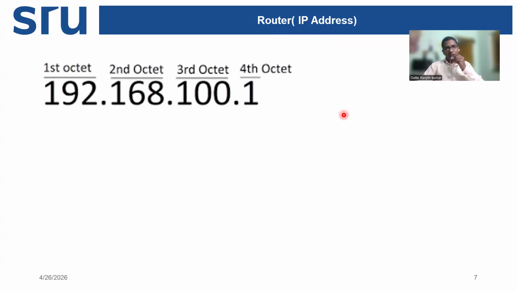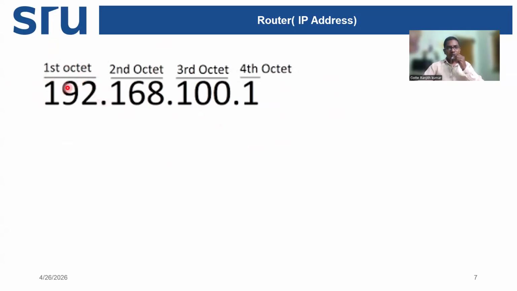IP addresses have two versions, IPv4 and IPv6, but the most commonly used is IPv4, and IPv4 contains four parts. We can call each part an octet: first octet, second octet, third one, and fourth one. Or we can call each part a byte: first byte, second byte, third byte, and fourth byte. So IPv4 contains four parts, and each part is called an octet.